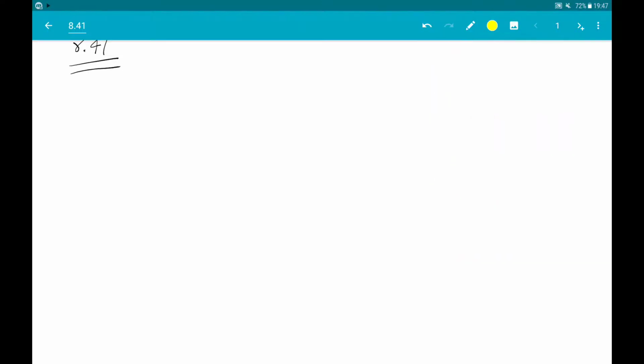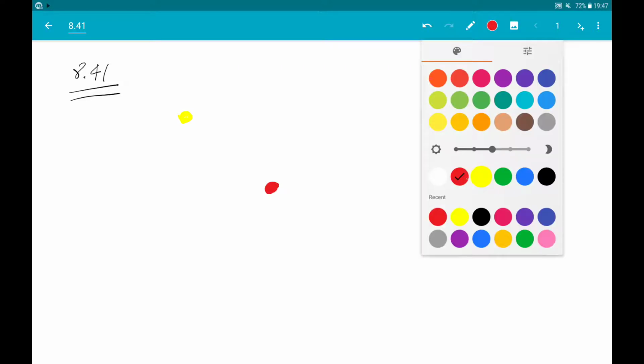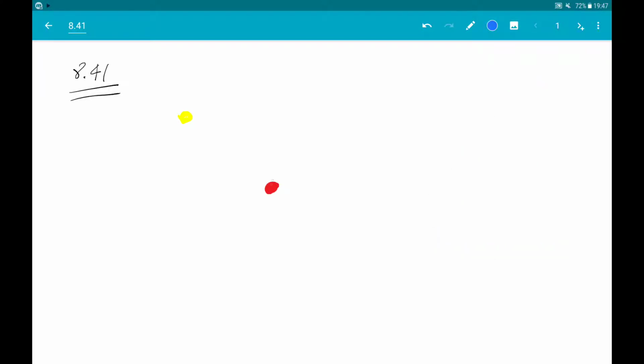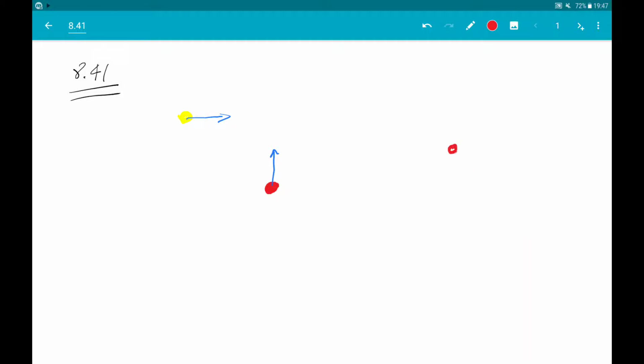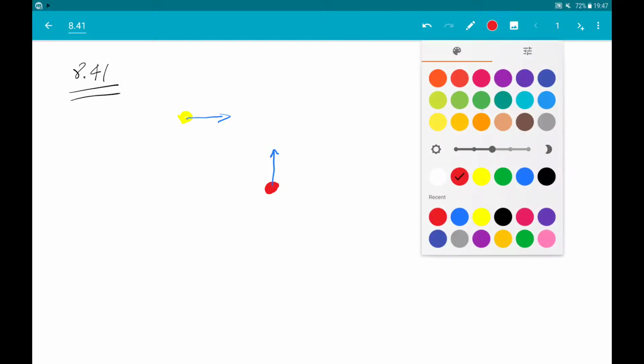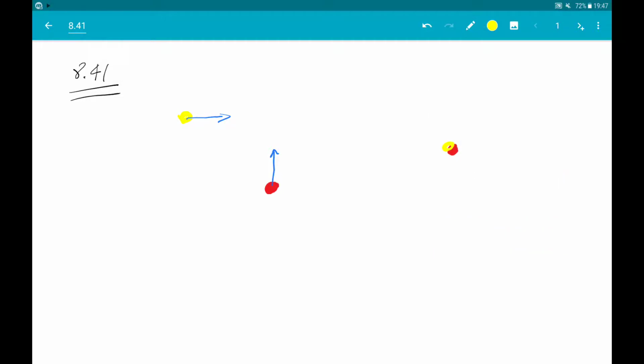There is a yellow car and a red truck. They are going to collide and stick together. And once they do, they have a final velocity. It's really hard to see that yellow, isn't it?